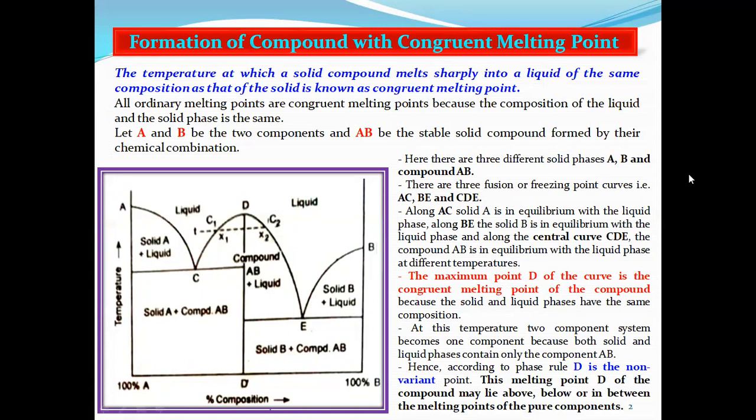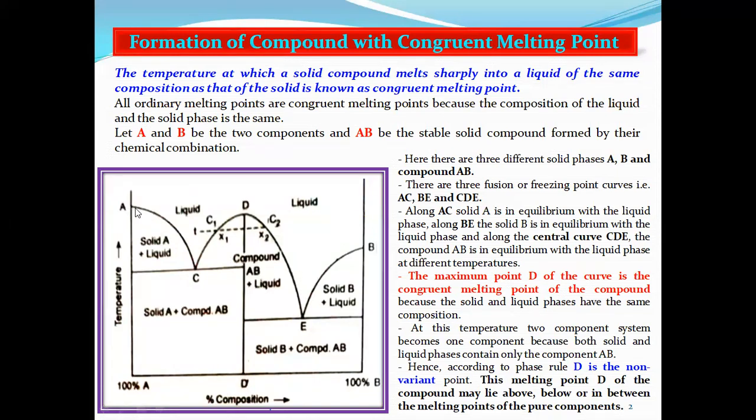Generally, all ordinary melting points are congruent melting points because the composition of the liquid and the solid phase is the same. Let us consider this diagram. This diagram is for the formation of a compound with congruent melting point. This can be explained through this phase diagram.